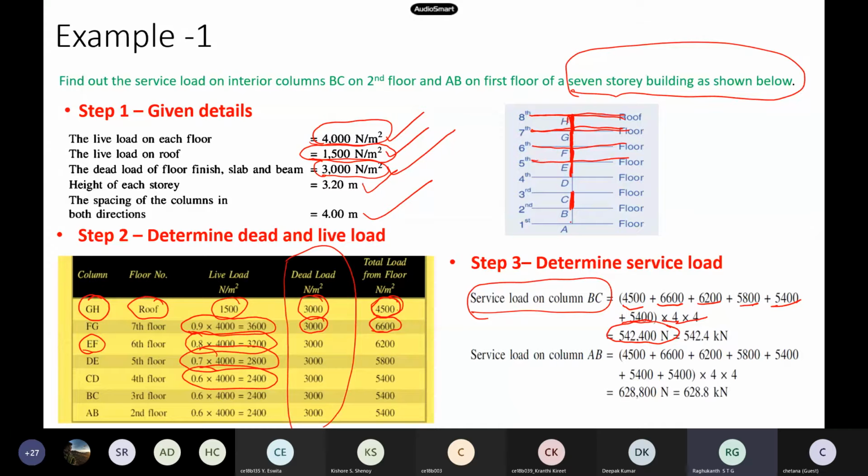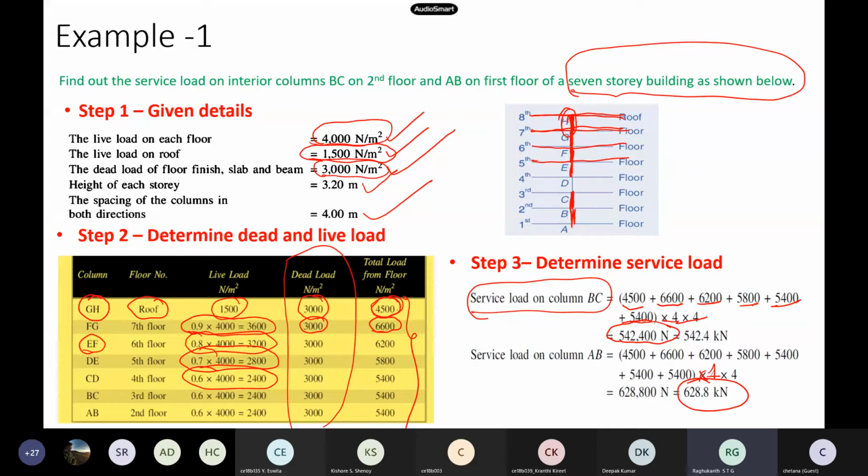Now suppose I want to calculate column AB. Then I have to add all these loads, everything, and then multiply by 4 by 4. So I will get my load. So 628 kilonewtons is the load which comes on this column AB. That is what you have to design for. Now the topmost column is very small.